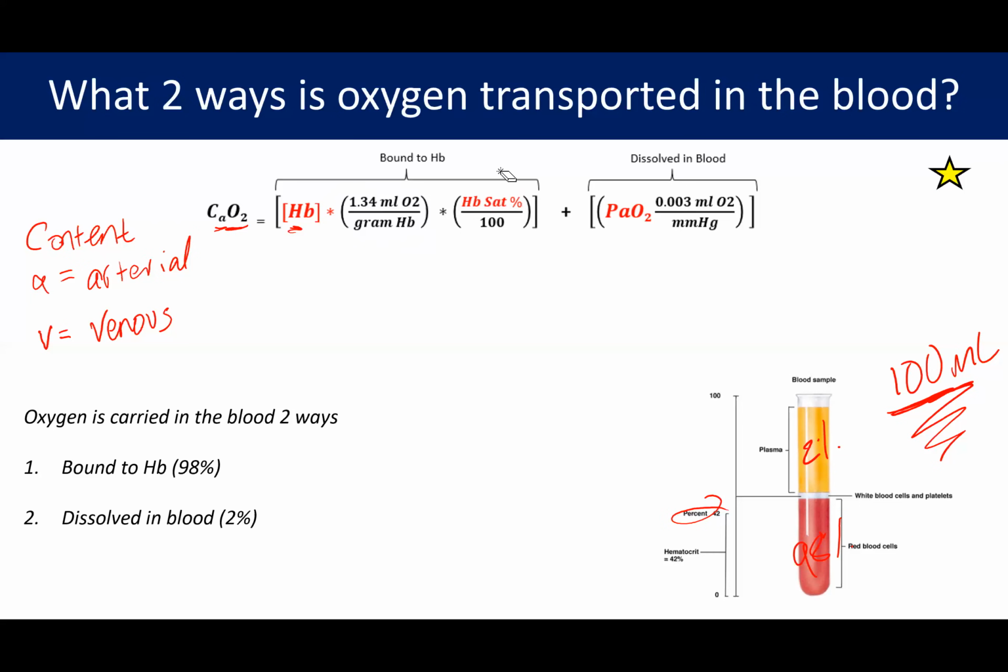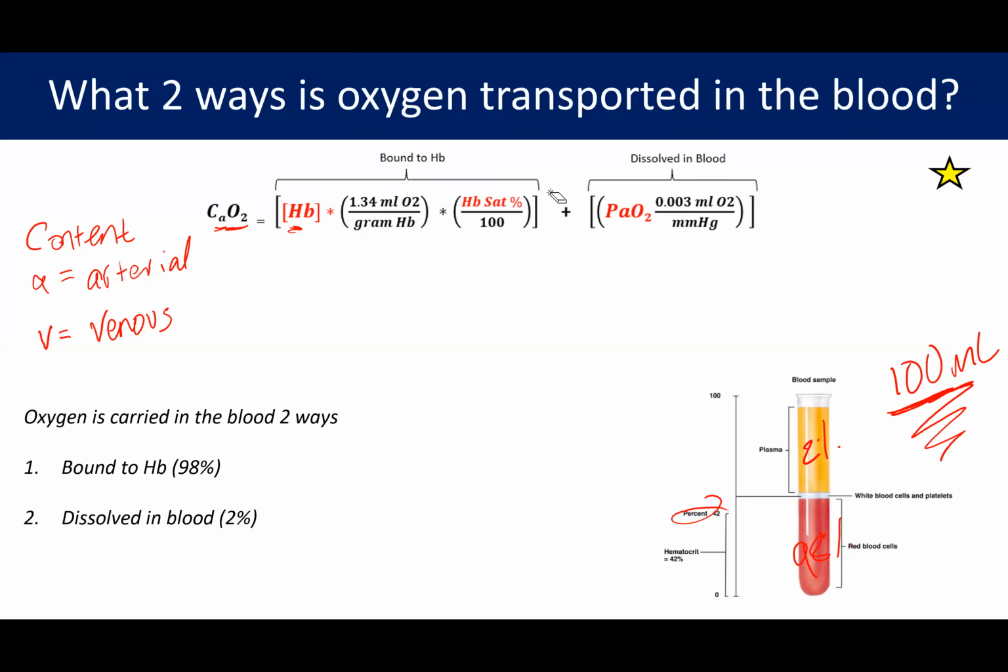Now, let's say we were 99% saturated. So we put 99% up there. And then you divide it by 100, and that helps all the units come out correctly. So that's how we calculate how much is bound to hemoglobin.